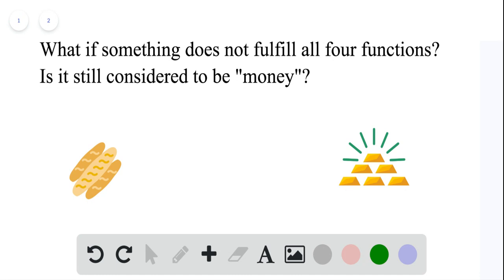So bread would be a very bad form of money because it doesn't fulfill all four functions. It's not a medium of exchange and doesn't have any unit of account. Different types of bread cost different types of things, and there's no one way to make it a standard unit of account. It's also much too difficult to exchange for goods and services. So right here with bread, and any commodity like bread really, we would put a big no. This would not be considered money.